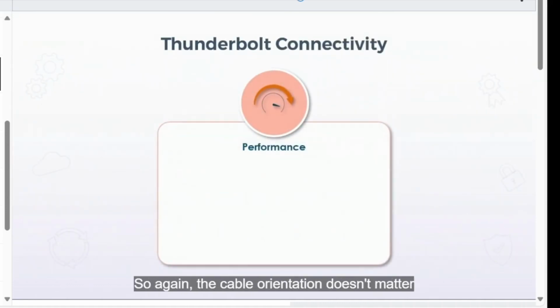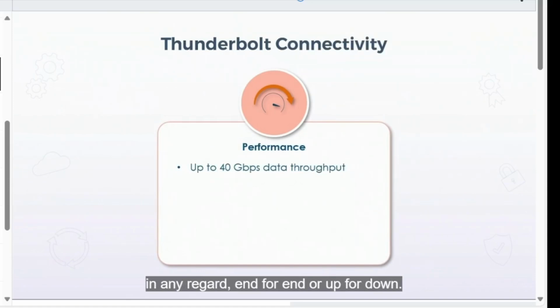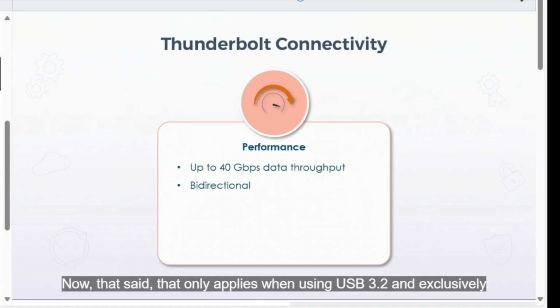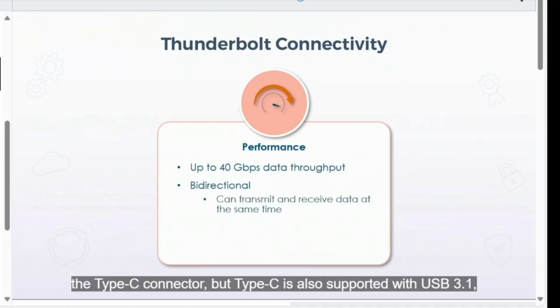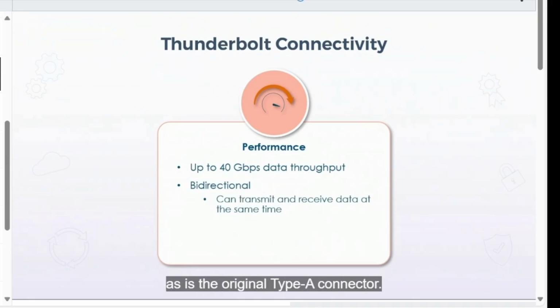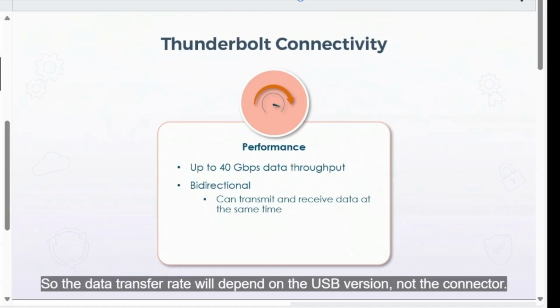As for performance and specifications, Thunderbolt offers up to 40 gigabits per second data transfer rates in its most recent version, and it's also bidirectional, meaning that it can transmit and receive at the same time, which of course would depend on the application, but that speed is supported in each direction separately. In other words, it's not cut in half to 20 gigabits per second each way when communicating bidirectionally. It's still 40 gigabits per second each way.